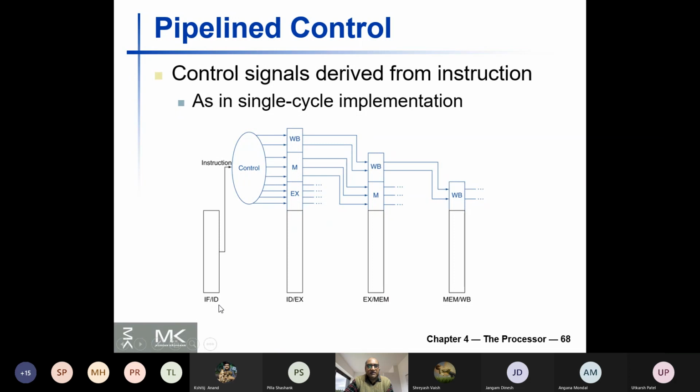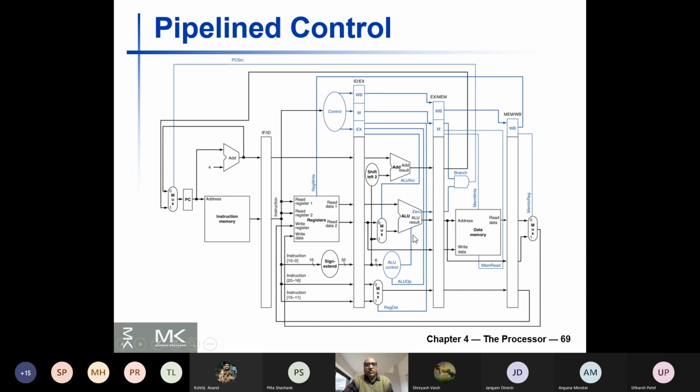So IF/ID means that whatever information is generated in IF will be stored here, and it will be used by the ID stage. Likewise, the other ones also. Now, if you look at this, it is the overall data path and control data path, and on top of that, the control signals will also be added.